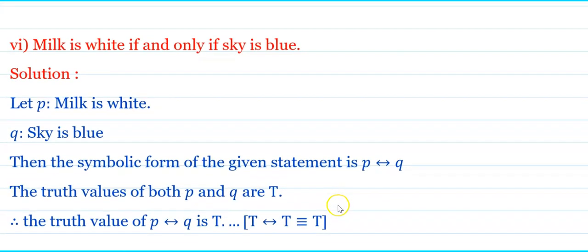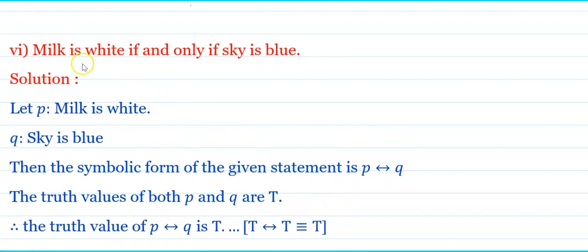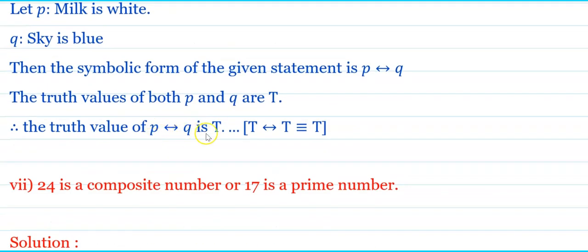Next, milk is white if and only if sky is blue. P, the milk is white. Q, sky is blue. Then both are true. Since it is if and only if, it is a double implication. In double implication, when both are the same, the final answer is true. Therefore, the truth value of P double implication Q is T.